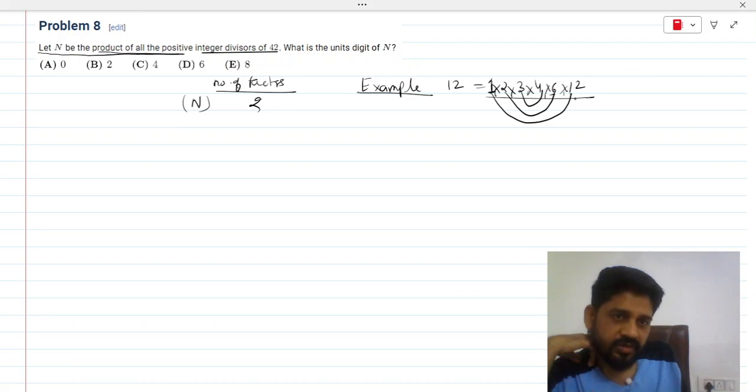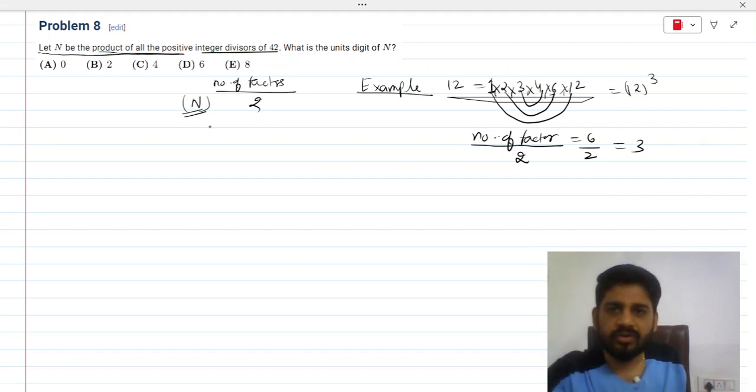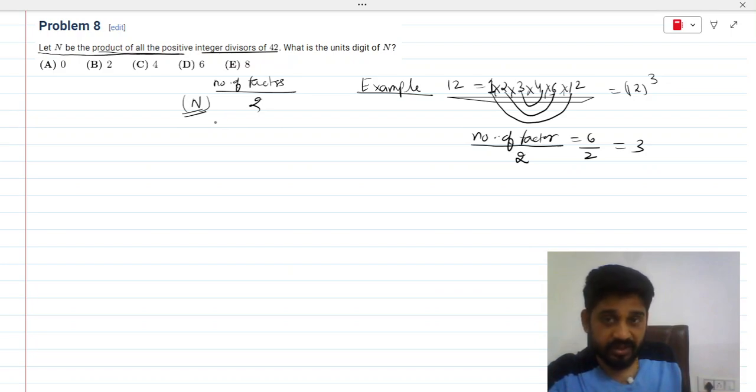So what actually are you getting? You are getting 12, 3 times, so here the number of factors is 6. You'll be getting number of factors divided by 2, that means 6 by 2, 3 pairs of 12. So 3 pairs of product, that means 12 cube will be the product. Okay, so like that we made this formula. And whenever you want to make a formula in number theory, there is always a pattern.